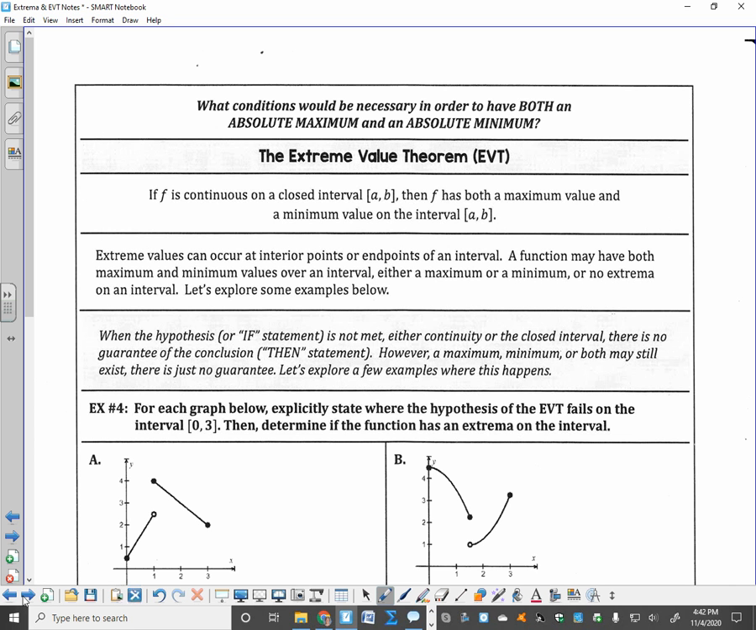Let's explore some examples. And then just a little FYI, when the hypothesis, or if statement, is not met, either continuity or the closed interval, then there is no guarantee of the conclusion. However, a max or a min or both may still exist. The EVT just does not guarantee it. Just because this doesn't happen does not mean that this won't happen. It just means the EVT doesn't guarantee. It doesn't mean that it's not a true statement, but the EVT taps out.